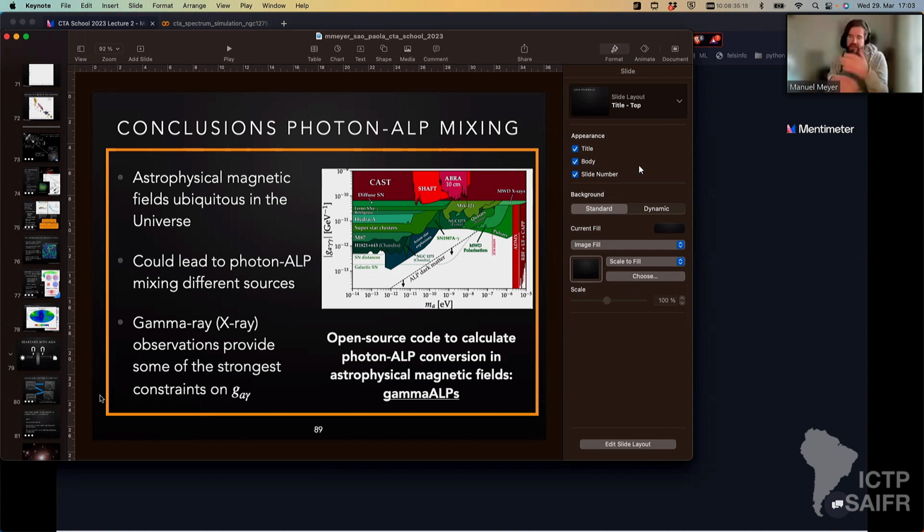You could also have conversion in supernovae. I didn't cover this here. But then you don't necessarily need the axion-like particles to be dark matter. Okay, thank you.